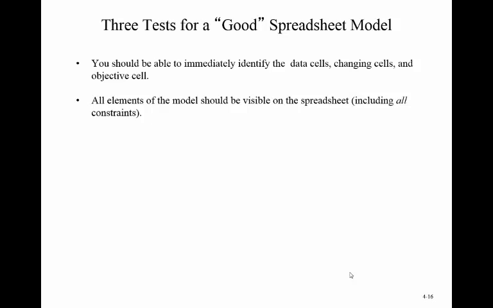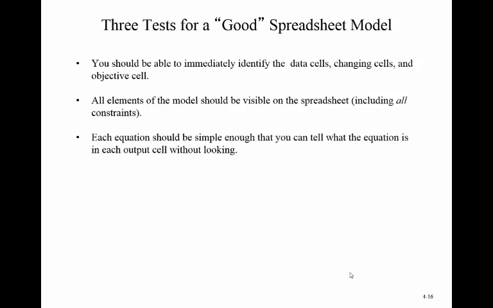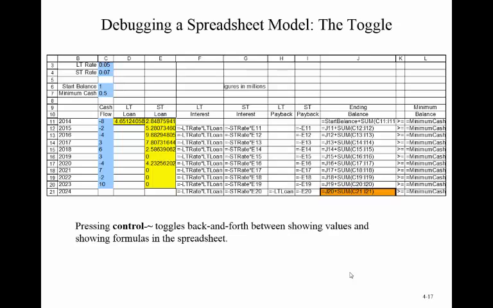So again, you should be able to immediately identify, okay, those are the data, that's the intermediate changing cells, and here's the objective that we're trying to accomplish. Include constraints and limits, and sometimes, like I said, put in flag values to give you a heads up if you're violating a constraint. And again, the calculation should be easy.